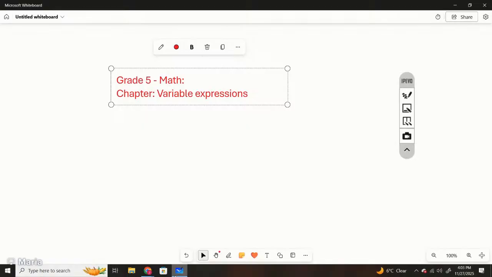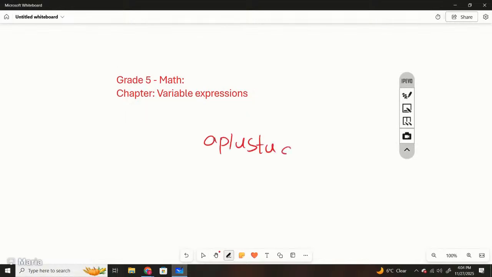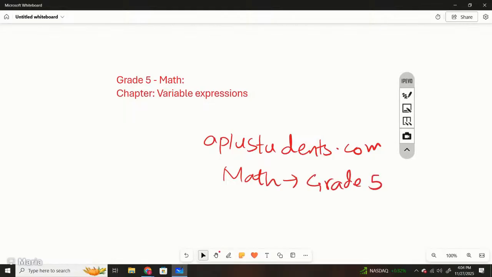You can find all the lessons on aplusstudents.com. You have to log in there using your email address and password as provided by the administrator. Then you have to select math from the subject tab. Scroll down to grade 5 math and then click on view all lessons. There you can find a list of the chapters. We're going to start with the chapter variable expressions.